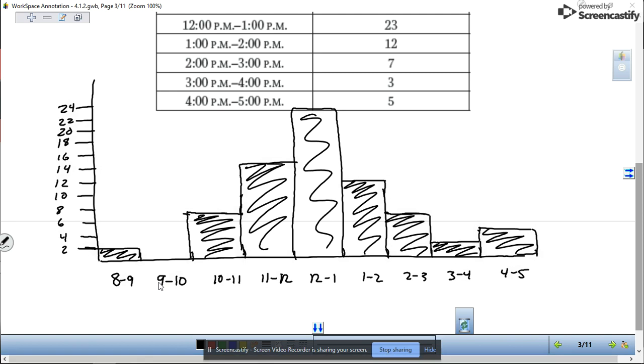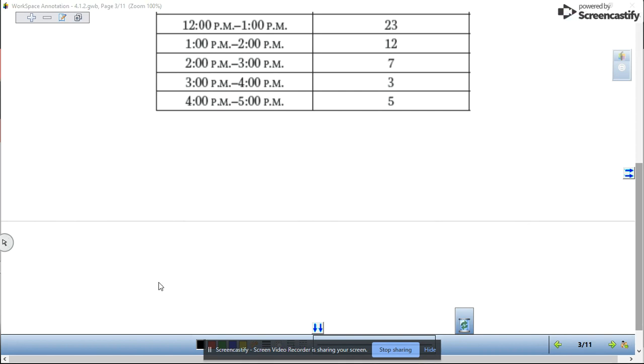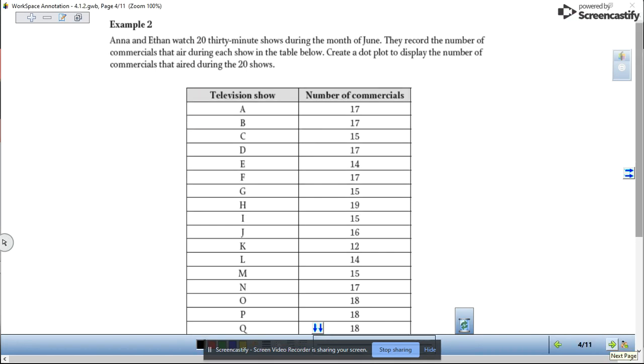All right, so we're now going to continue on with example 2. Example 2: Ann and Ethan watched 20 30-minute shows during the month of June. They record the number of commercials that aired during each show, and create a dot plot to display the number of commercials that aired during the 20 shows.